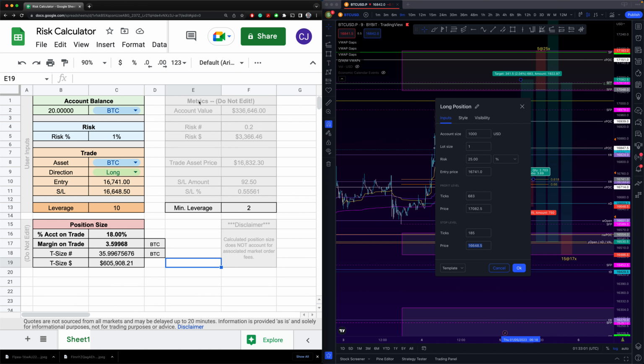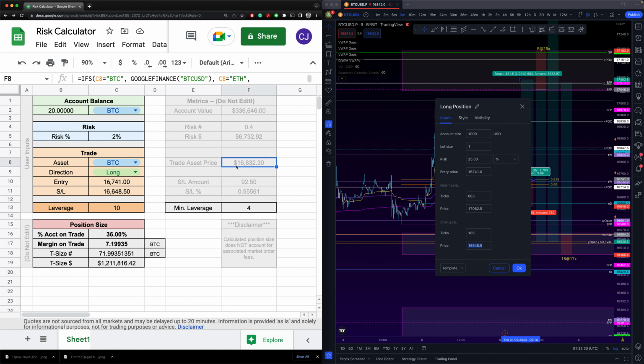So over here on the right, we already talked about the account value, which is automatically calculated. The risk will show you the amount of risk that you're taking on each trade. So 1% of 20 Bitcoin is 0.2 Bitcoin, which is a value of around $3,300. As you change this to 2%, you see that it will go up according to your risk parameters.